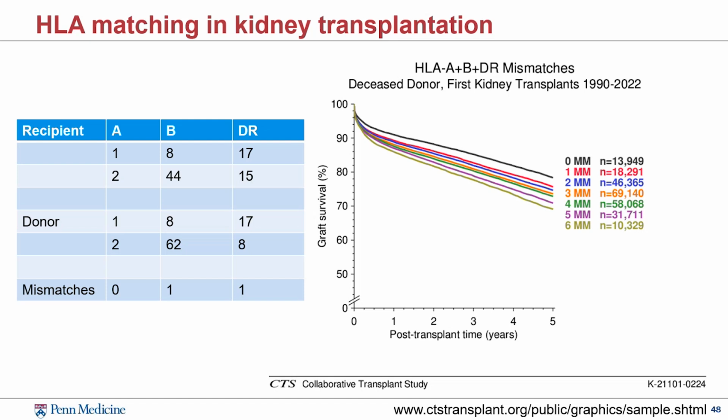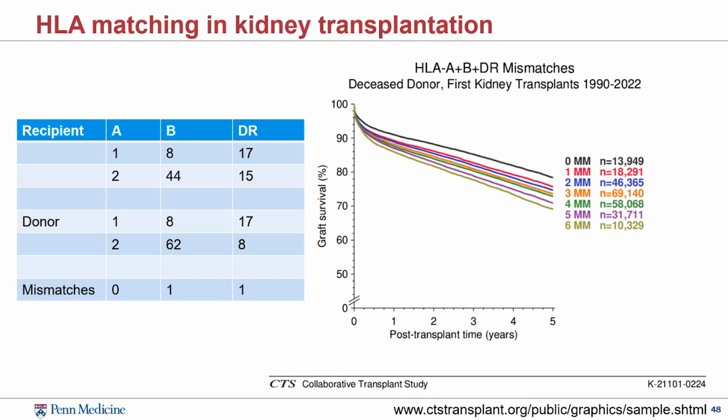If we go over to the B locus, we can see the recipient has 8 and 44, but the donor has 8 and 62. So this 62 is going to be seen as foreign by the recipient. So this is going to come out to 1 mismatch at this locus. The same thing for DR. So the total mismatches for this donor is going to be 2 mismatches.